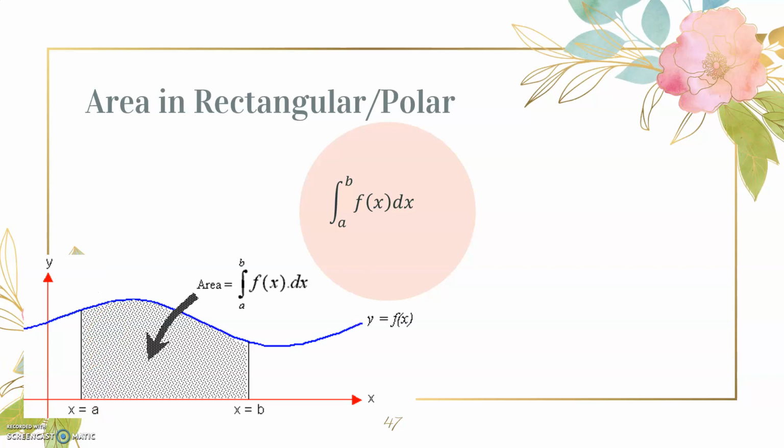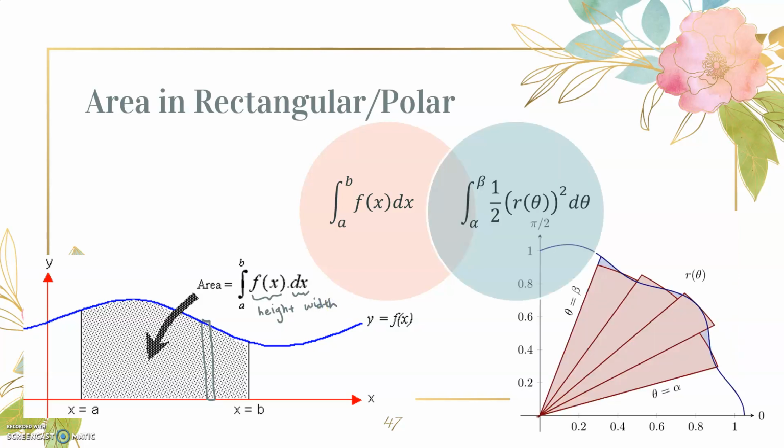And the reason that's the case is you can divide this into infinitely many skinny rectangles. The height of the rectangle would be f of x, and the width of the rectangle would be dx, a little tiny change in the x-coordinate, and so you're finding the area of a rectangle. So that's why it's so straightforward. Polar is different. Polar, you're not finding rectangles, you're finding little segments of a circle. And so that's why it's this other formula. You're finding little pieces of pizza.